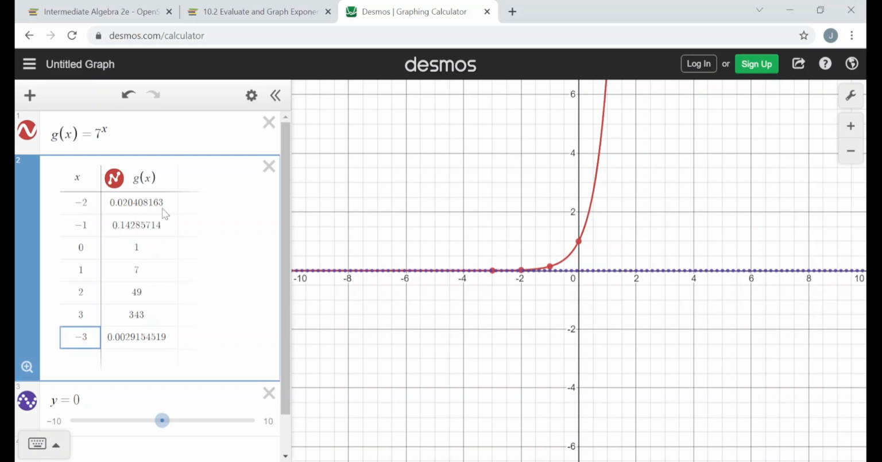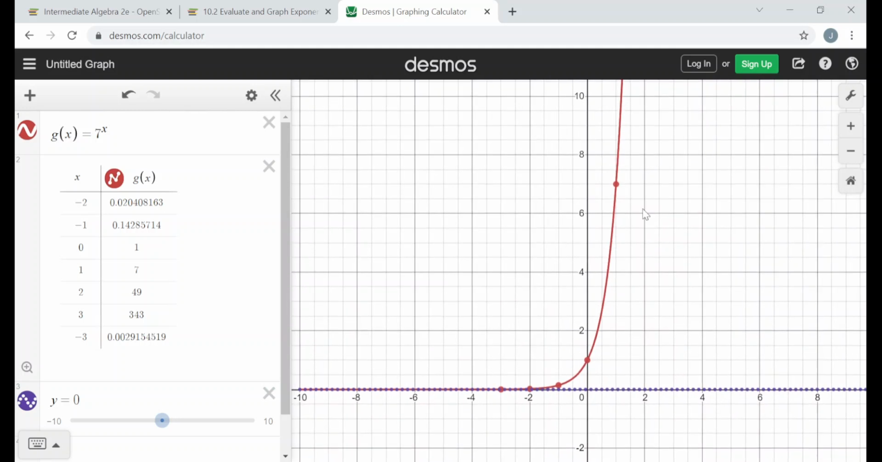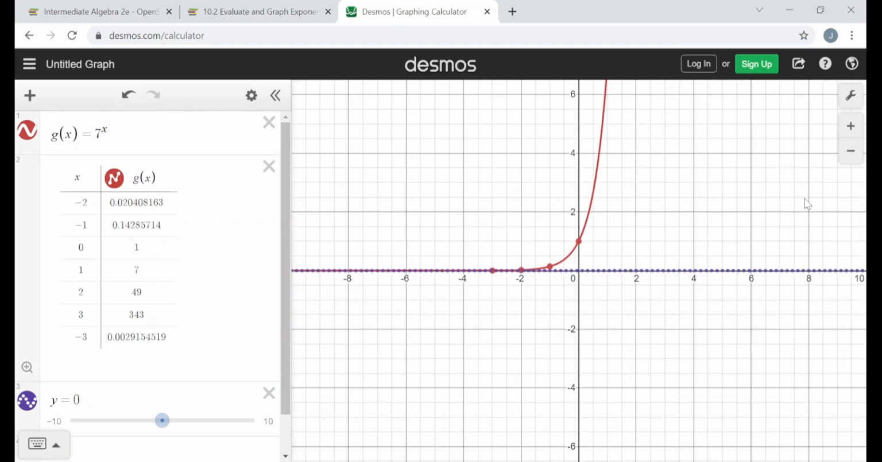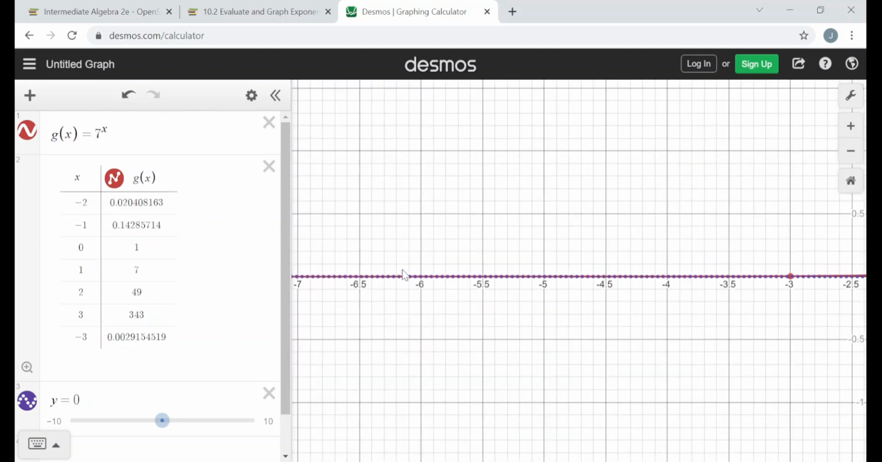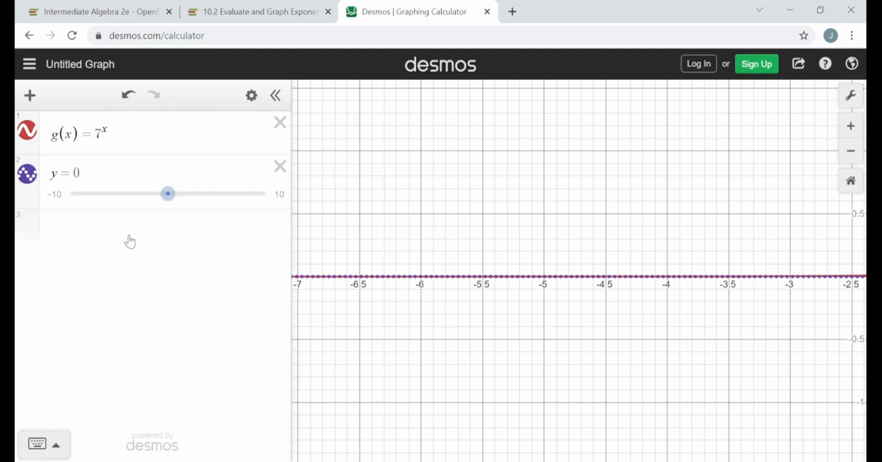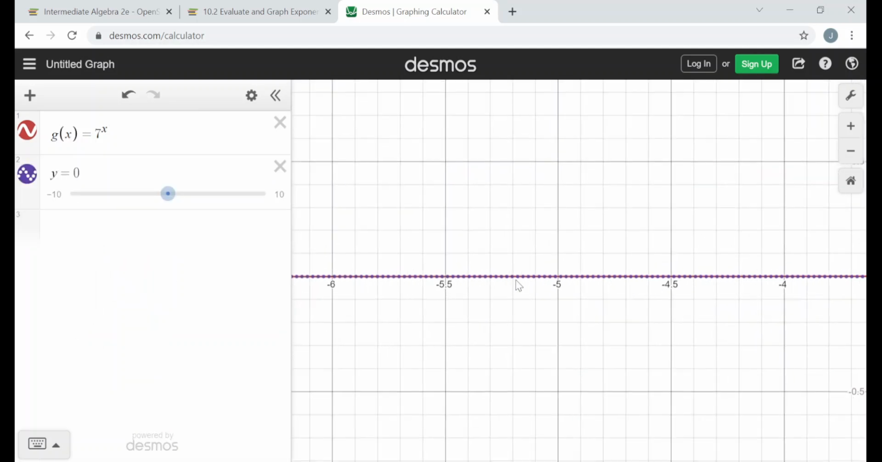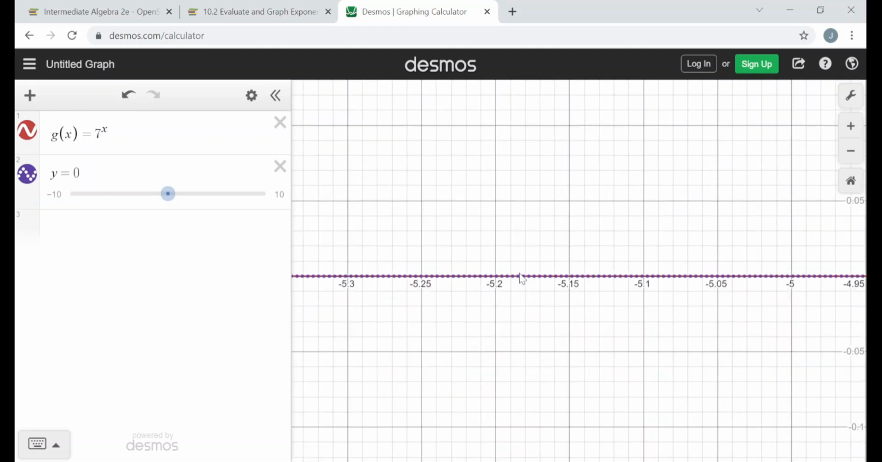The beginning of 1/49th as a decimal. Here's 1/7, the beginning of 1/7 as a decimal. And you're seeing all these points that we plotted. Right, and then 1/7 is here, and then you could scroll up and get to 49, but you see as you move to the right, it's going up real fast. As you move to the left, it's going down very, very slowly. And the x-axis, y equals 0. Right, I got y equals 0 here. This purple dotted line is still the horizontal asymptote, right?